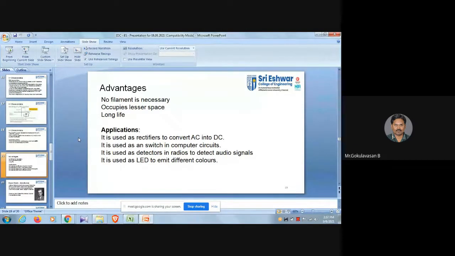What is an LED actually? Anybody knows? What is the full form of the word LED? Light emitting diode. Yeah, very good. Light emitting diode. Can anyone guess what the basic difference is between an ordinary diode and an LED? How it shows the output, that makes the difference. Can anyone guess what the difference between LED and diode output may be?